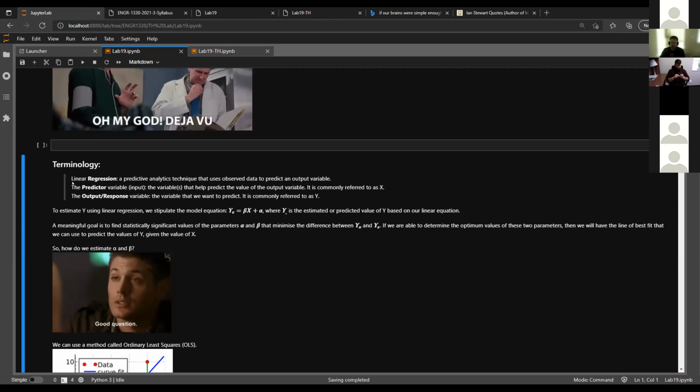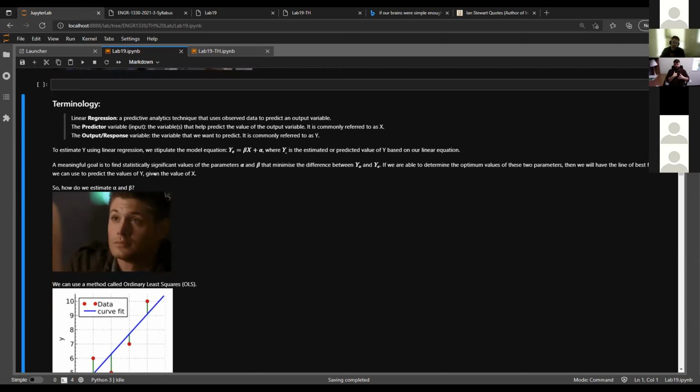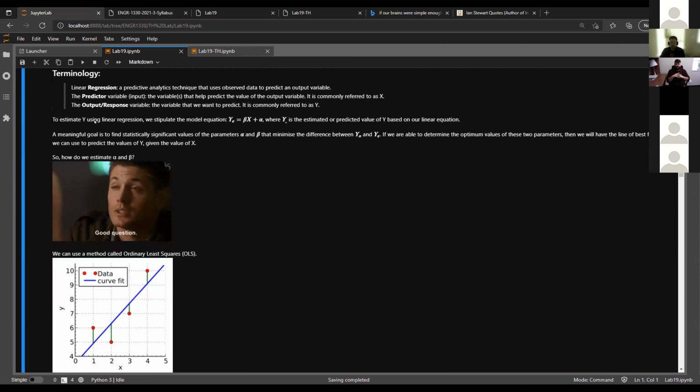We have a predictor variable, so that's the input. And these are the variables that will help predict the value of the output variable, commonly referred to as X. And then we have the output variable, commonly referred to as Y. This is the one we want to predict. So to estimate Y using linear regression, we want to stipulate the following model equation.